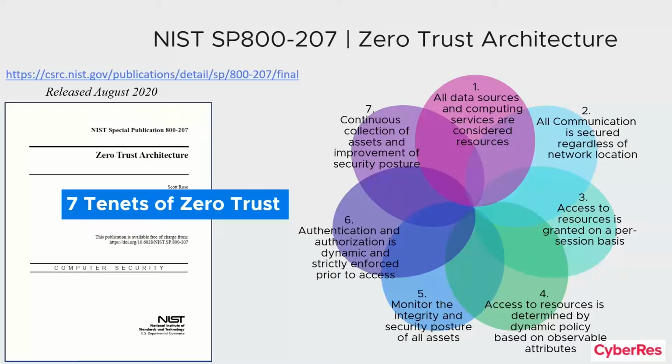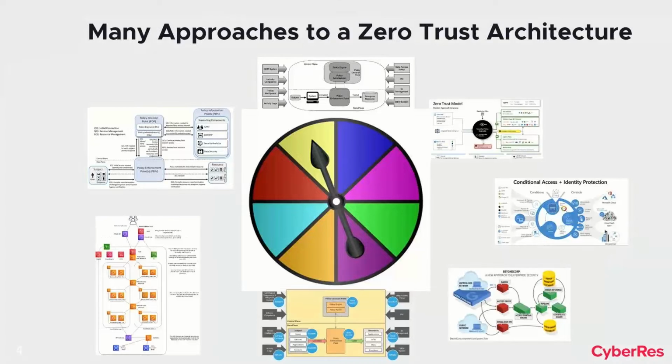Also, super important, authentication and authorization is dynamic, strictly enforced prior to access. We've kind of touched on that already. And once again, there should just be continuous oversight of what your assets are and the ability to fine-tune what your security controls should be over those. So thank you, NIST. So that all sounds good.